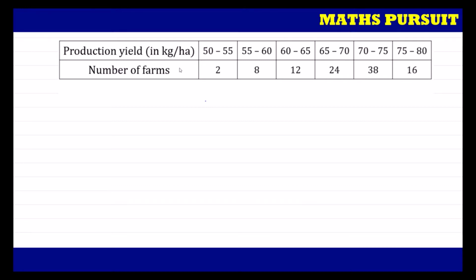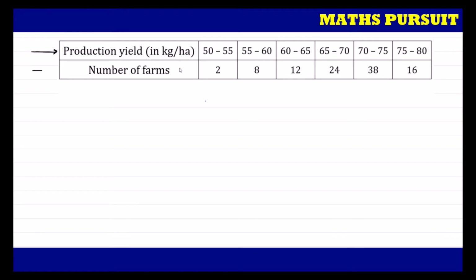They have given us the data as production yield. So this production yield is the distribution, and we need to convert this distribution, that is 50 to 55, 55 to 60, all these things, to a more than type distribution. Now coming to the second item, this is number of farms.